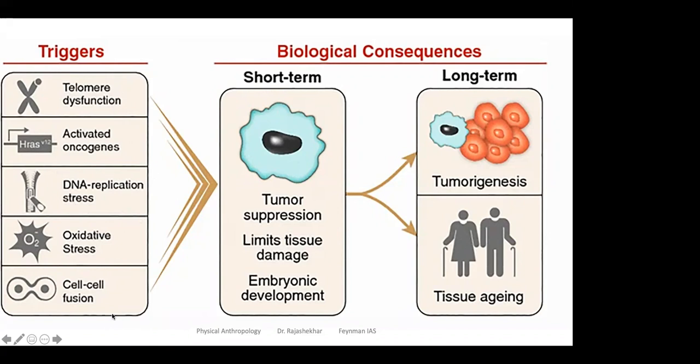So the benefit of these triggers, in one way you can look at the short-term benefits. If activated oncogenes result in this, we are able to suppress tumors. We are not letting the cells with cancerous growth survive. So the short-term benefit of senescence is tumor suppression.